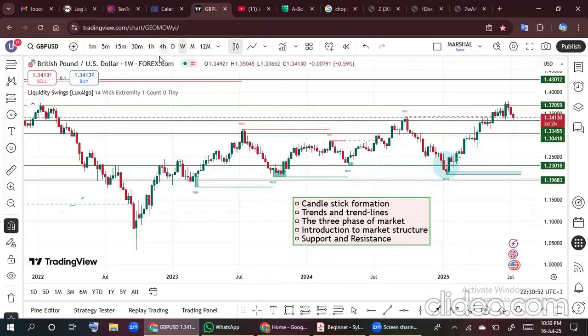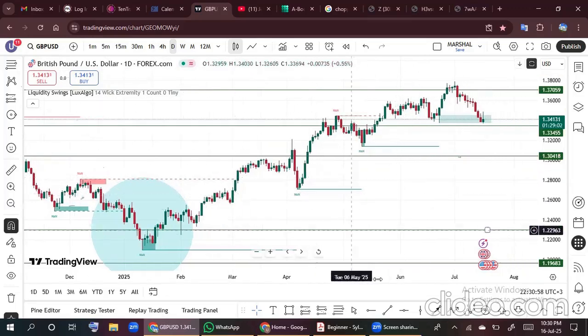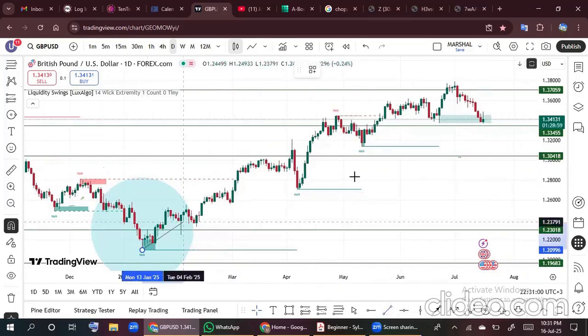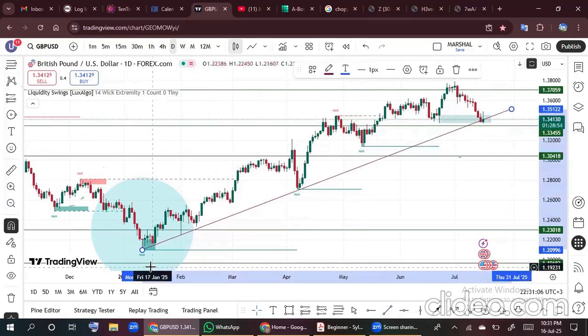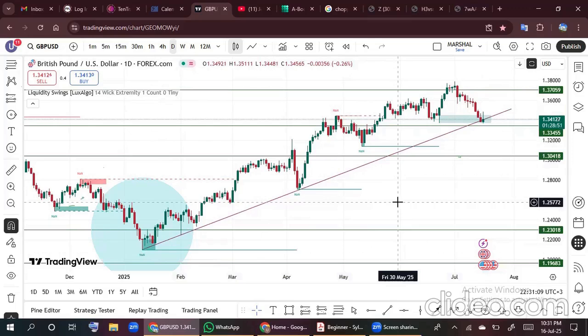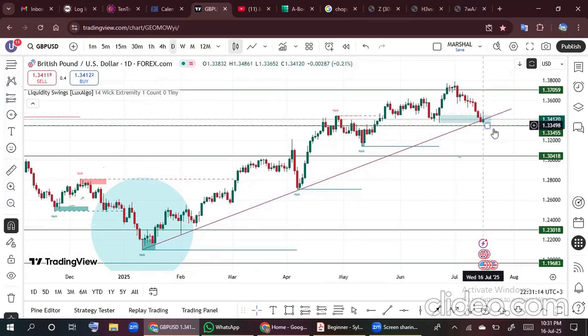Now, a trend line connects two points on the chart. So point 1, 2, 3. So at least two points. So this is a trend line. It just shows you the direction of the market. So of course, we know that this market is trending to the upside.